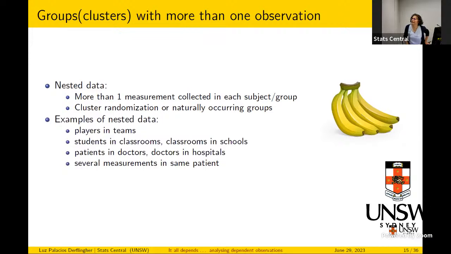Examples of nested data: we have players in teams, that's one level of nesting. Then we can have students in classrooms, and then classrooms in schools. Also, we can have patients with doctors in a hospital, or several measures in a patient. Or we can have a branch of bananas, right? That's how it's called, a branch of bananas. That means that they're similar. When we have a cluster, that means that they're similar within that group, or that's what we expect.